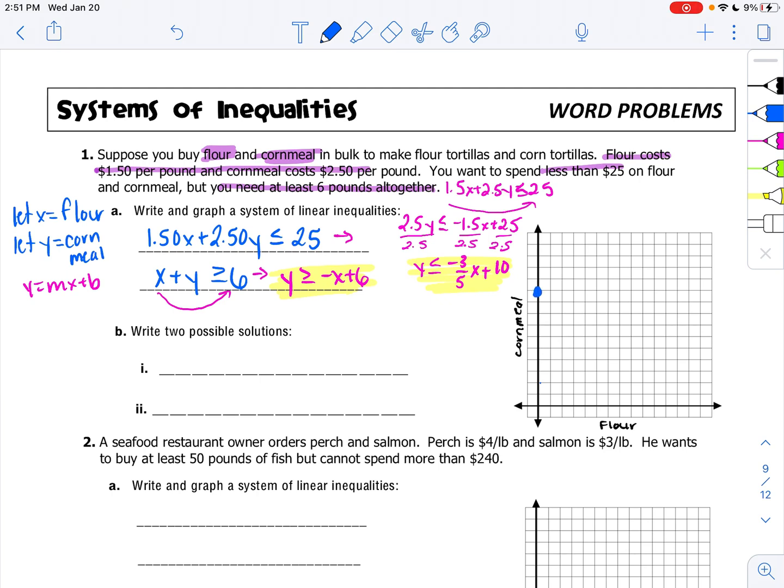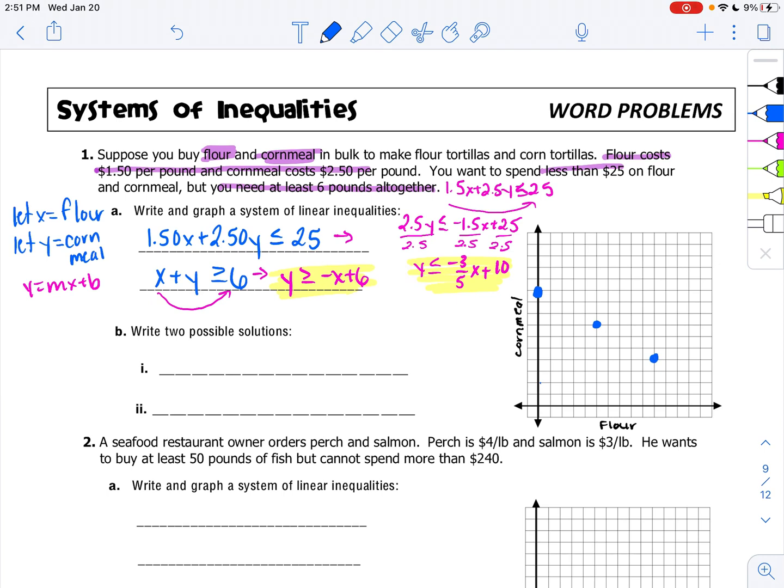And then from that point, we're going to use our slope to find 2 more points on this line. So our slope is negative 3/5, which means we're going to go down 3 and right 5. So if we go down 3, right 5, we'll end up here, and we can do that one more time. Down 3, right 5, here.